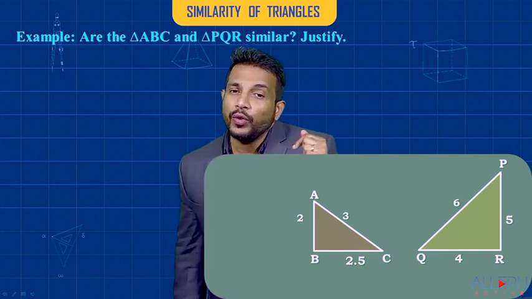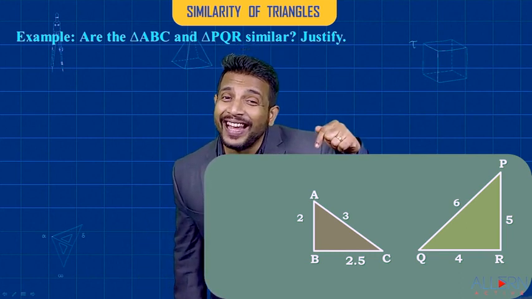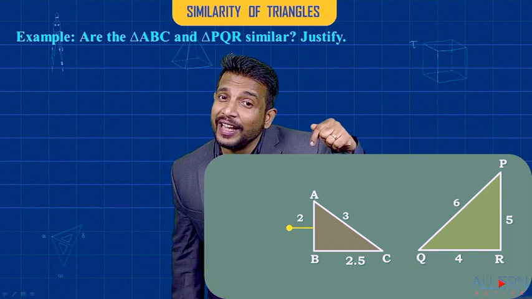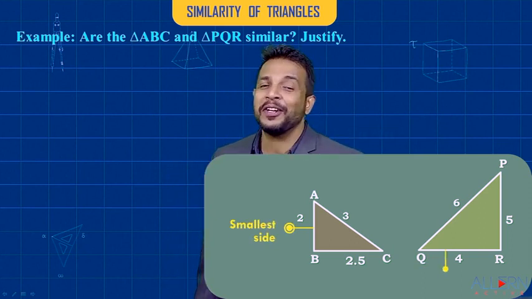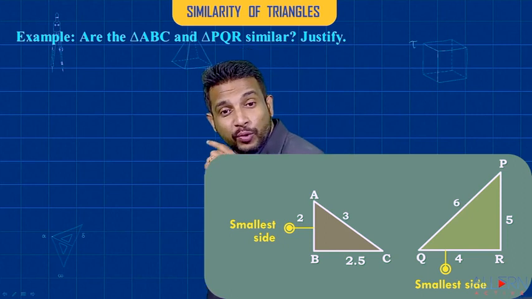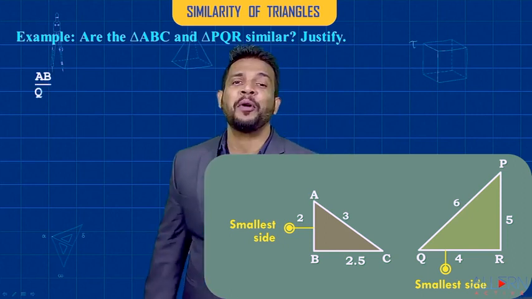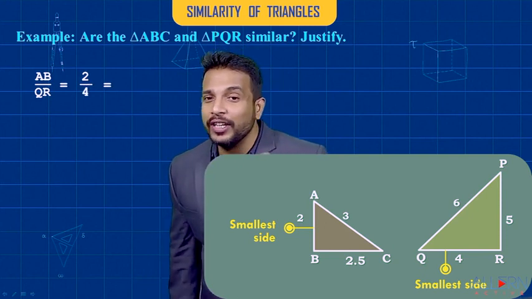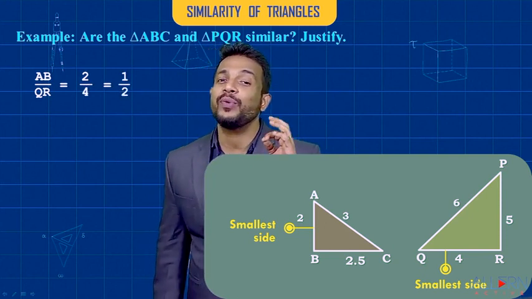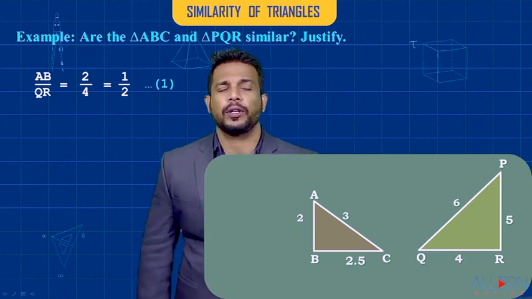It's very simple. What you need to do is take the smallest side in triangle ABC, which is AB, and take the smallest side in the other triangle, which is QR. Take the ratio of these two, so it is going to be AB upon QR, and that is nothing but 2 upon 4. Reduce it: 2 ones are 2, 2 twos are 4, so we get 1 upon 2. That's the first ratio we got.